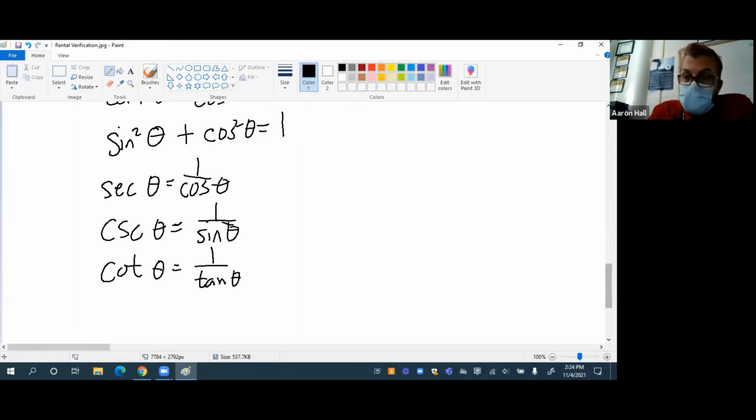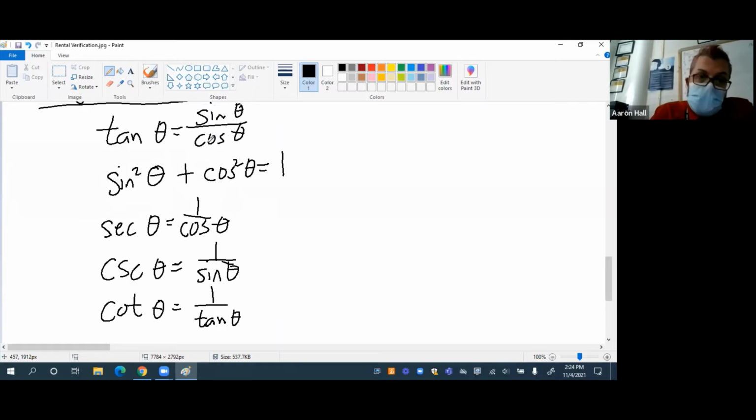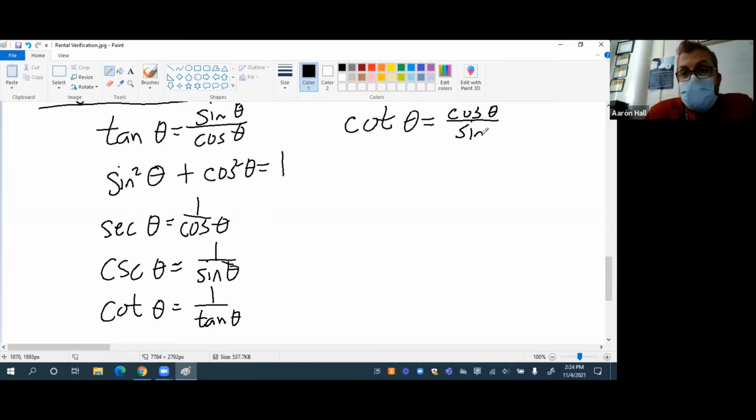Which means then that we also have, this is called our quotient identity right here. We also have a quotient identity for cotangent. Any guesses what cotangent of theta is? Cosine of theta over sine of theta, yeah. Yep. So that's basically it. Those are all the identities you have to have memorized. I don't think that's too bad.